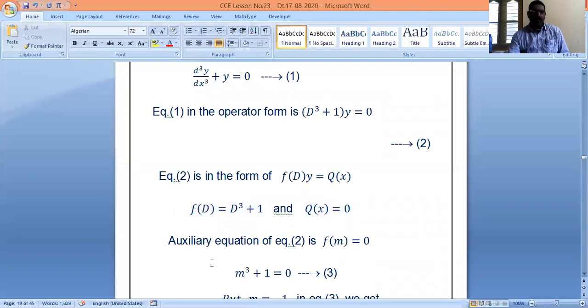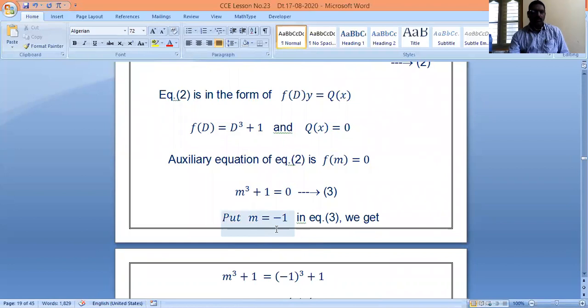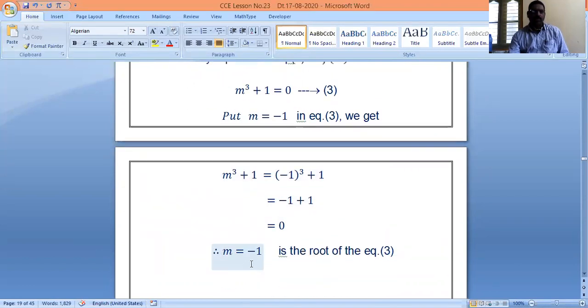The auxiliary equation of equation 2 is f of m is equal to 0. Therefore, m cube plus 1 is equal to 0. That is equation 3. Put m is equal to minus 1 in equation 3. We get m cube plus 1 is equal to (minus 1) whole cube plus 1. Here (minus 1) whole cube is minus 1, plus 1 is 0. Therefore, m is equal to minus 1 is the root of equation 3.